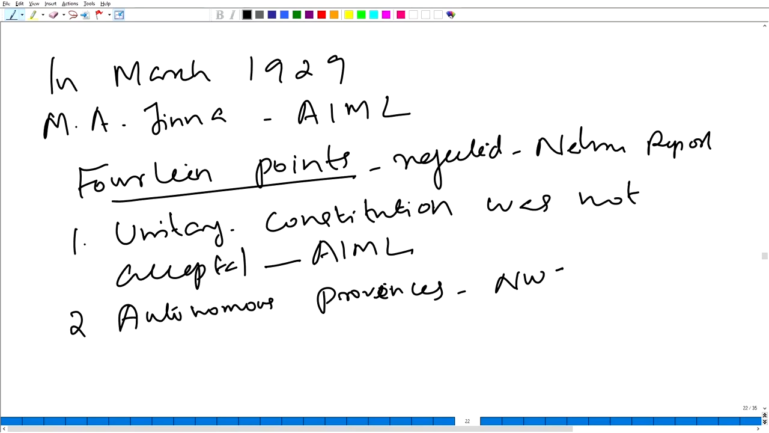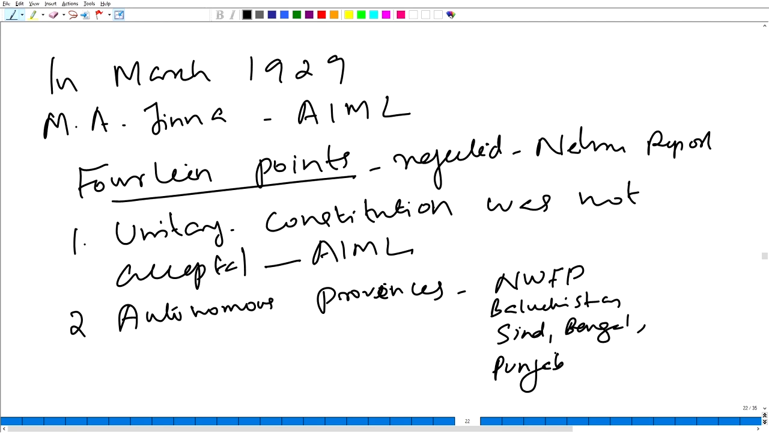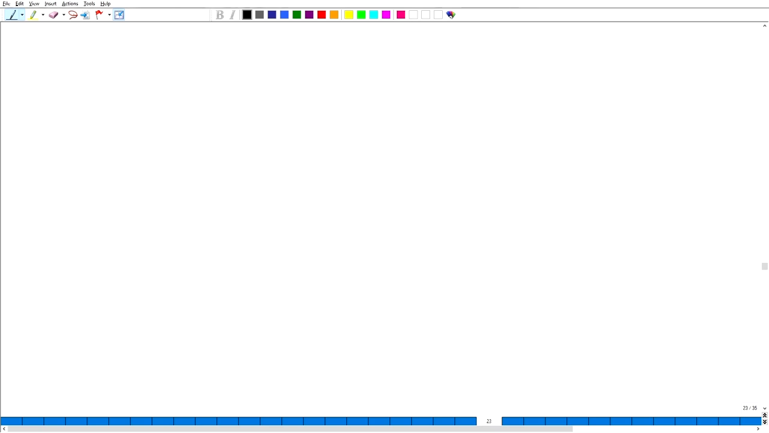If it was considered, in 5 provinces the All India Muslim League or the Muslims would get a majority: Northwest Frontier Province, Balochistan, Sindh, Bengal and Punjab. Because of the large concentration of Muslim population, the Muslims would get a majority in these provinces.